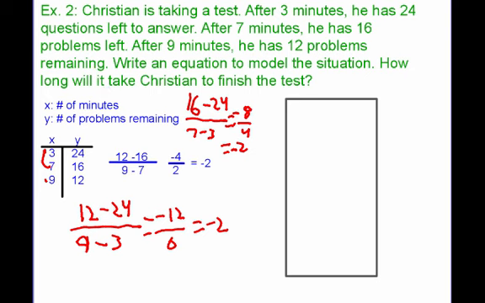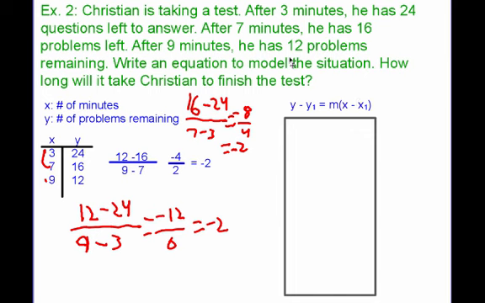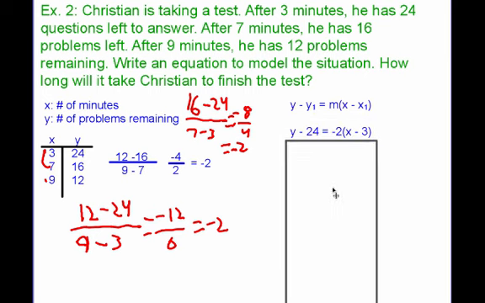So now to write the equation, notice the difference in this problem from the last one. In the last one, we knew what the y-intercept is. In this one, we do not know what the y-intercept is. So I'm not going to start with slope-intercept form. I'm going to start with point-slope form. All right. I know m is negative 2. And then I have 3 different points that I could start from. I'm going to pick (3, 24).